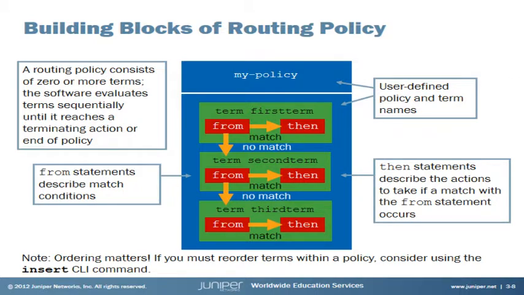So what happens is we create this policy, we give it a name, we put some terms in it, we create some matching criteria within our terms. Then the then statements, as I said, are the actions that are taken when a match occurs. We can have a number of terms that we put into our policy. All the terms are evaluated sequentially. Okay, this is probably sounding a lot like an access control list so far. So it's got some similar ideas to how an access control list works.